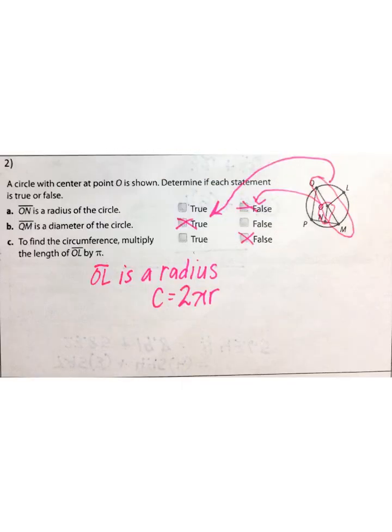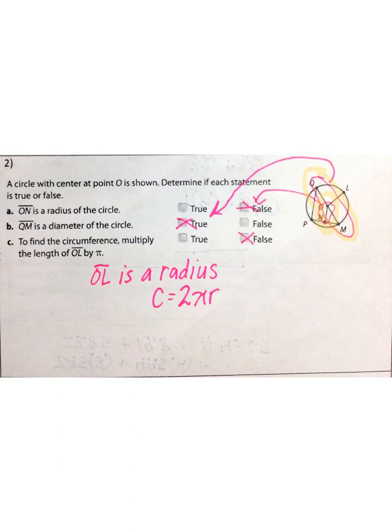All right, so the first one says segment ON is a radius of the circle. So when I find ON, it's this little thing right there, that's actually a chord, and so it's false. B, segment QM is a diameter of the circle. So QM is one side going to the other, passing through the center. So true, that is a diameter.